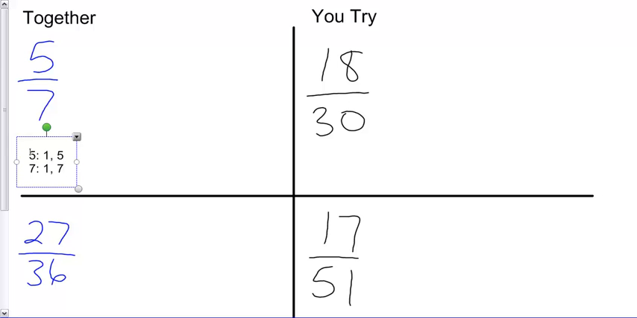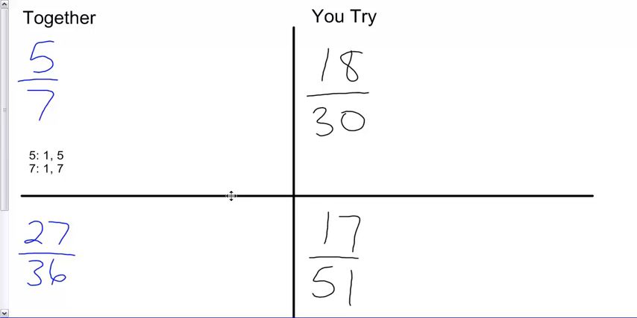So if I have a greatest common factor of 1, what that tells me is I don't have to do anything. It already is in simplest form. So 5/7 is in fact in simplest form. I'm done. I don't need to do anything else. Okay? Alright, so 27 and 36.